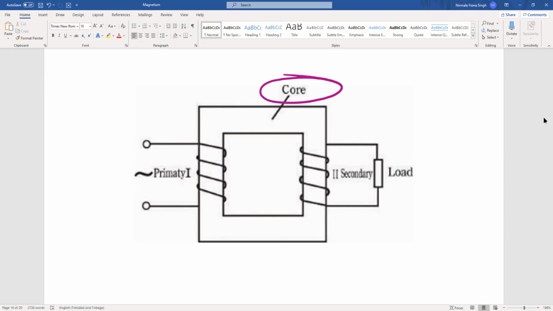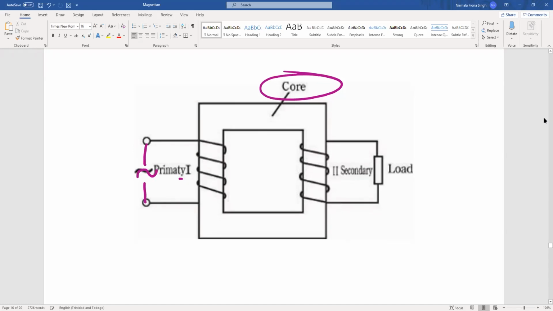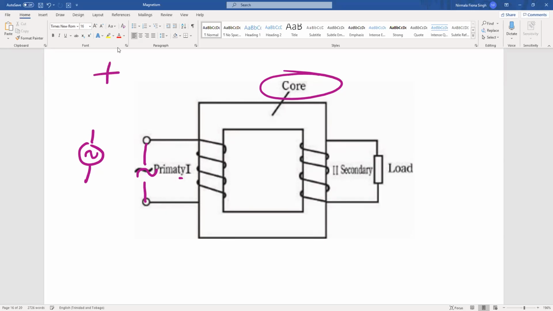So let's see what we have here. We have our primary coil connected to an alternating supply. Remember, the symbol for an alternating supply is basically a little sine curve. That actually is a sine curve. It's not a squiggly line. It's meant to be part of a sine curve.